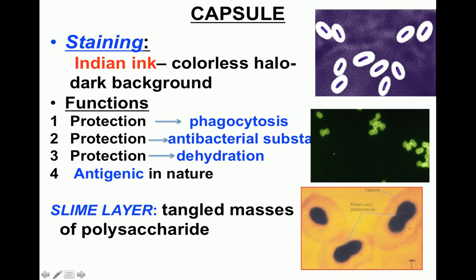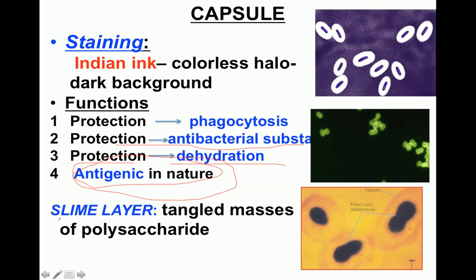What are the functions of the capsule? It is a very important structure which protects the organism from being phagocytosed. So it plays a very important role in the virulence or pathogenesis of the bacteria. Secondly, it protects the organism from antibiotics and from being dehydrated. It is antigenic in nature, as I've told you, so it is going to stimulate an antibody response, which will help the organism then be removed from the body.